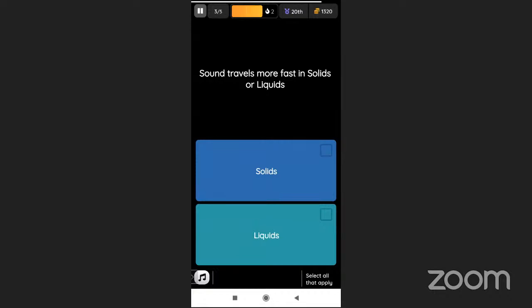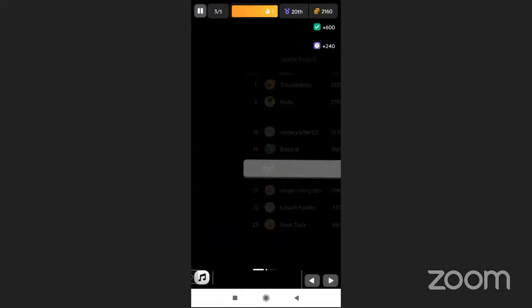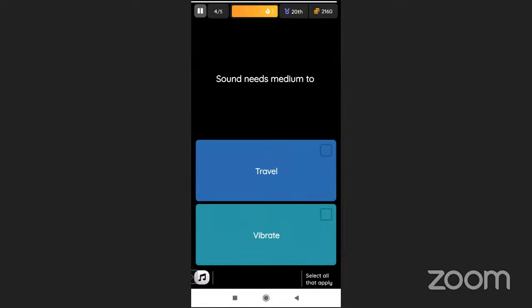Sound travels faster in solids or liquids? Sound travels faster in solids. Wait. Let's check. Okay. Now again we will move on to the next question. Does sound need a medium to travel or vibrate? Wait, what is the answer? Sound needs a medium to travel.